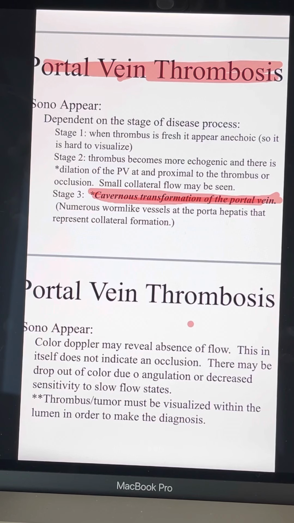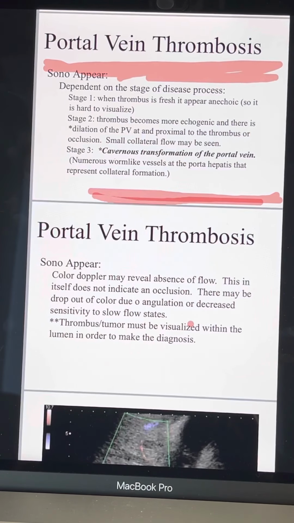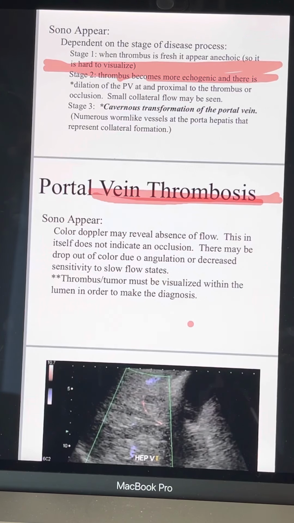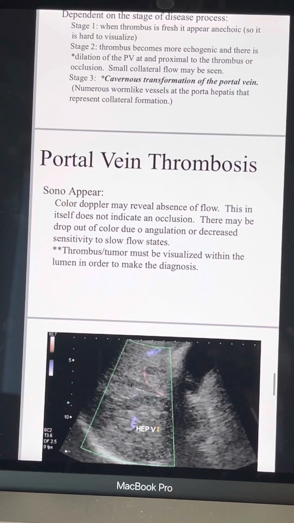Numerous worm-like vessels at the porta hepatis that represent collateral formation. Color Doppler may reveal absence of color wherever the thrombus is. This itself does not indicate occlusion. There may be a dropout of color due to angulation or decreased sensitivity to the flow. We already went over that concept in earlier slides. For thrombosis or tumor, it must be visualized within the lumen in order to make the diagnosis. So we went over that too.